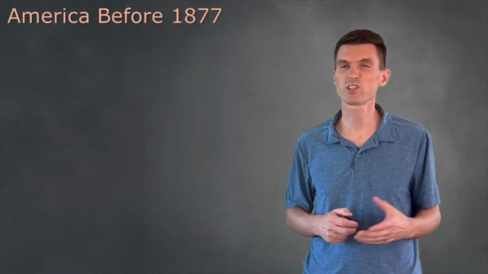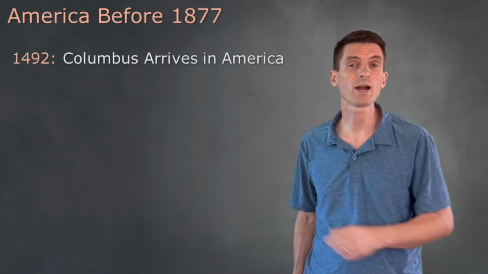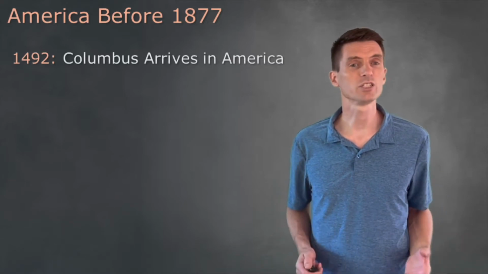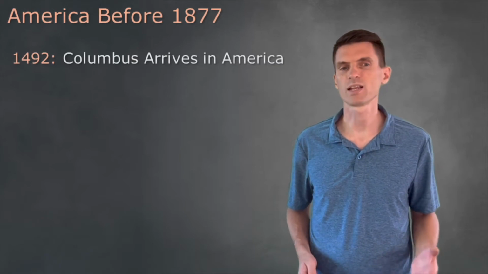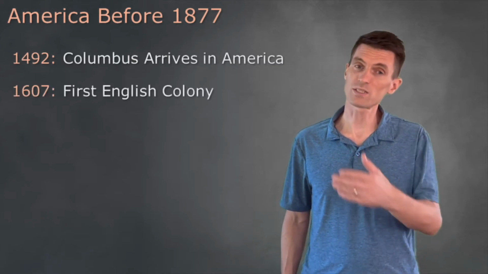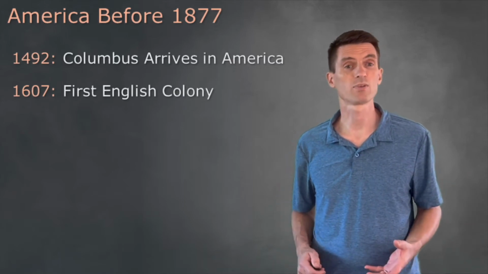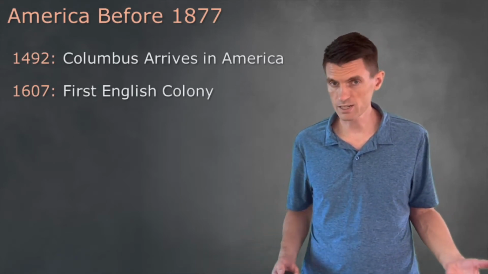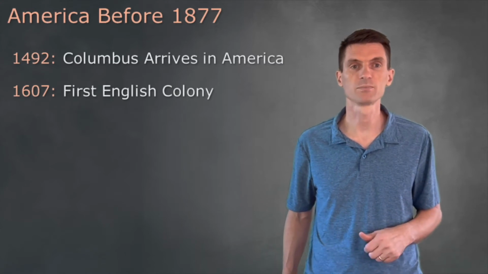To get started, let's first put things in context by looking at some dates. As you may remember from your world history class, Columbus arrived in America in 1492. And this started the age of colonization. Of course, at first it was mostly the Spanish, Portuguese, and French who were settling in the Americas. It wasn't until 1607, over 100 years later, that the first English settlers arrived and created Jamestown in what is now Virginia. And over the next 160 years, more and more English settlers came and created the first 13 colonies.